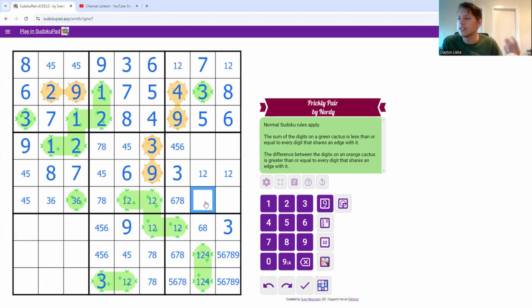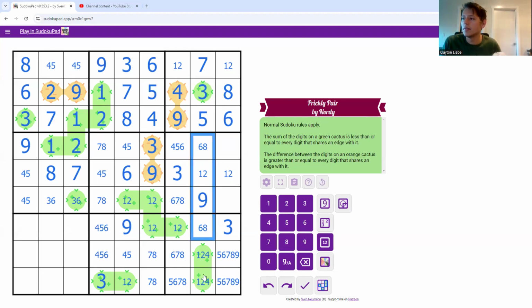So what do we need here? 6, 8, and then 9, I guess. Yeah. So by Sudoku, this is a 9. And this is a 6, 8. So we have a 6, 8 pair, a 1, 2, 4 triple. This is not a 4 anymore. 5, 6, 7, 8.